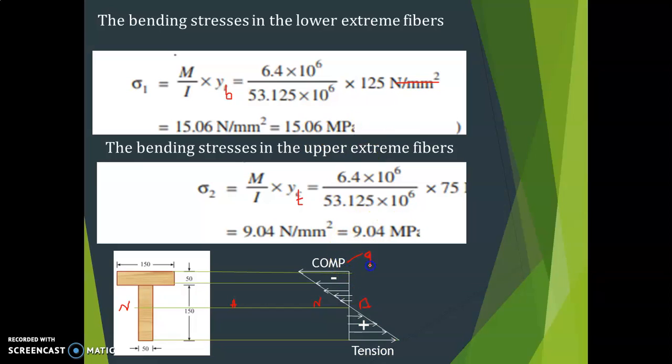Here you can write 9.04 and this is 15.06. So like this you can calculate both the stresses on top and bottom. For a rectangular section and circular section, the stresses are the same, but in the case of a T section and also an unsymmetrical I section, the stress on the top and bottom layer is different.